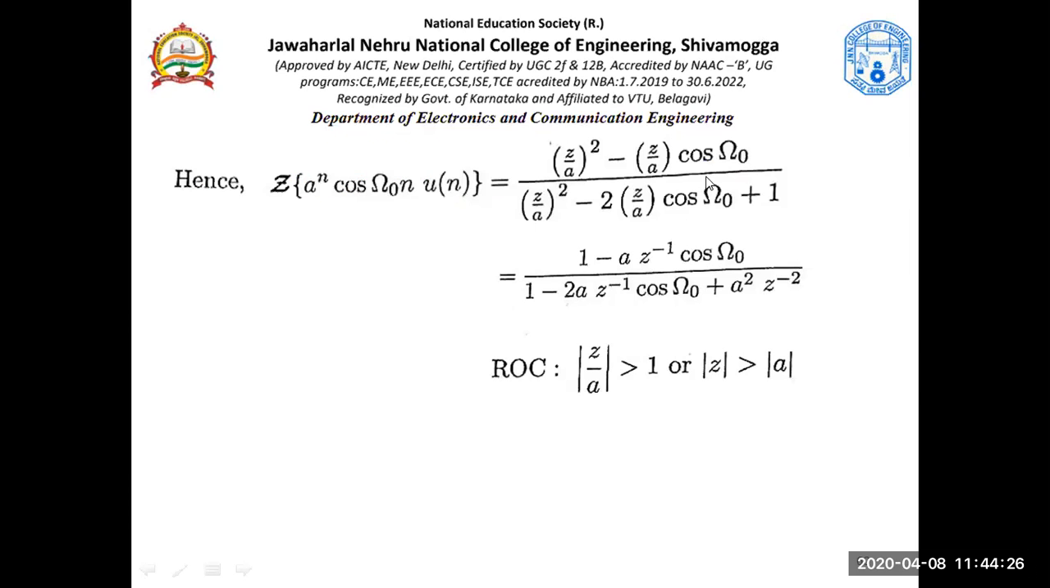This is the Z transform, and ROC is Z greater than A. So this problem is solved using the properties of Z transform. It is not the Z transform that we obtained by using the equation for x of Z. Remember that.